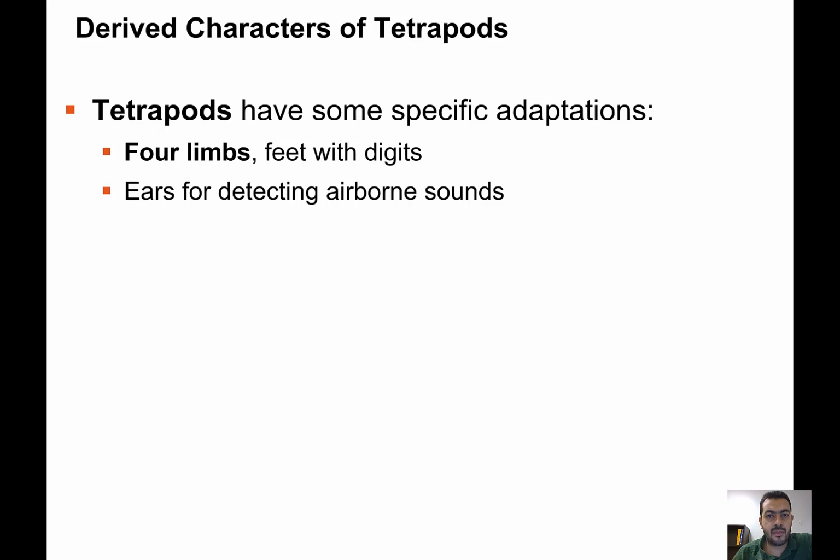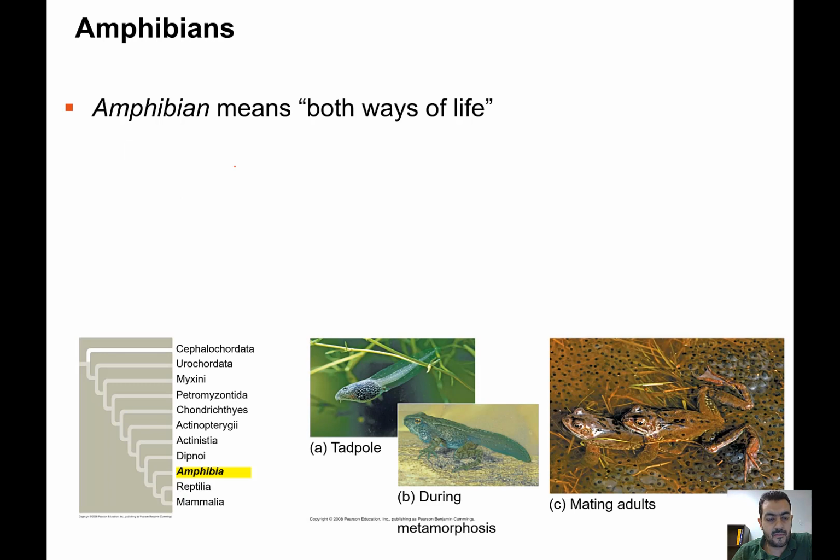If we divide the name tetrapods, we find that it means 4 limbs. This is the first characteristic of these organisms: having 4 limbs, having feet with digits, and having ears for detecting airborne sounds. We will divide the tetrapods into groups, and the first group will be the amphibians. Amphibians means both ways of life. Amphi means both, because these organisms can live in an aquatic environment in their larval stage, and they are terrestrial while in the adult stage.